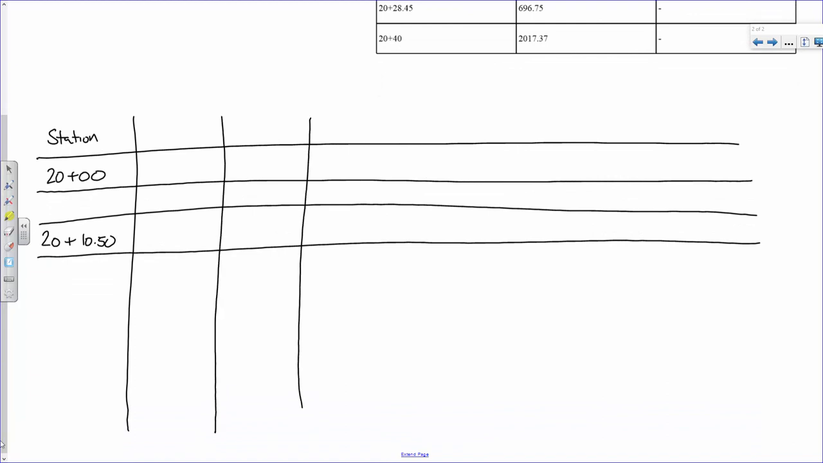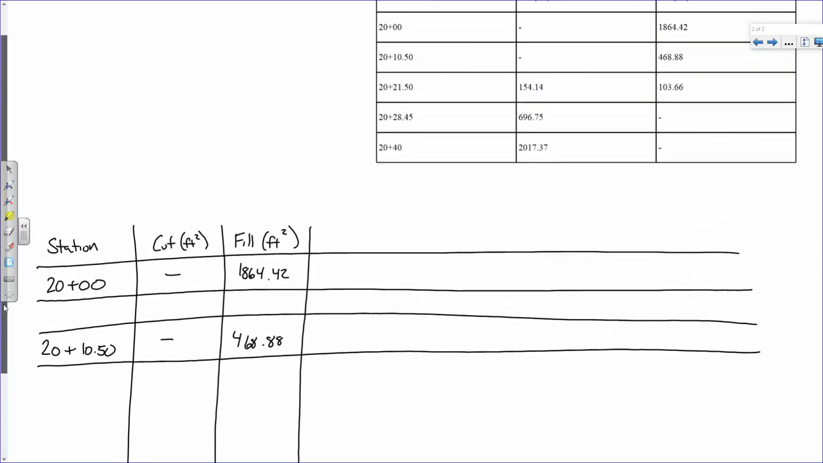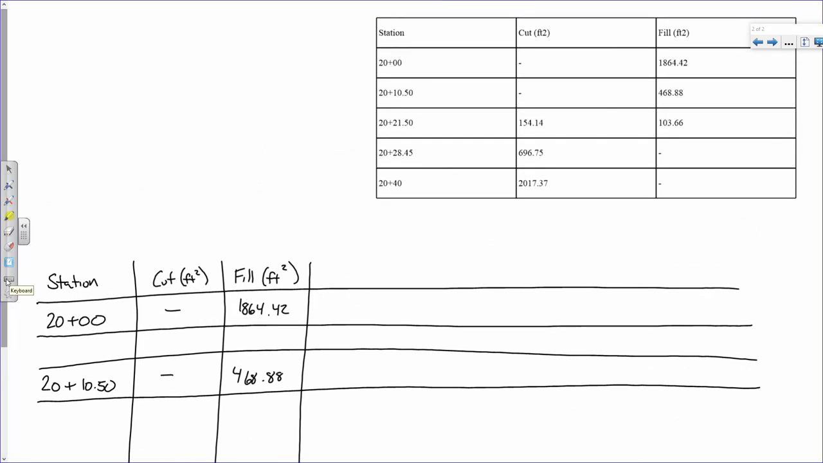We've got cuts, and we've got fills. Now, between these two stations, we have a cut here. We don't have any cut here. This one is 1864.42. This is 468.88. Right?